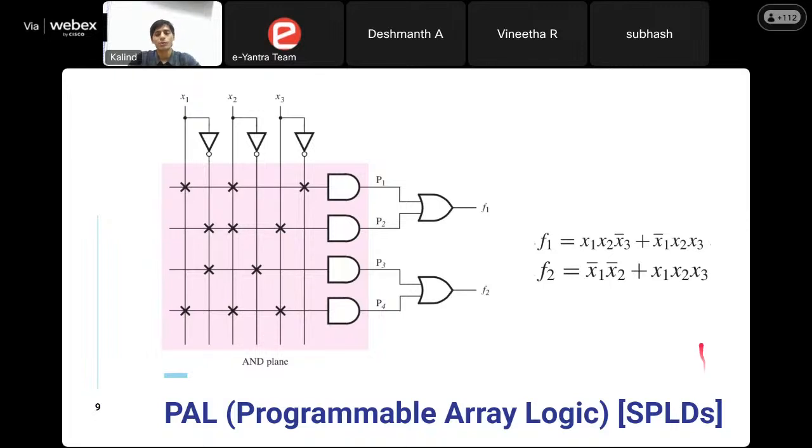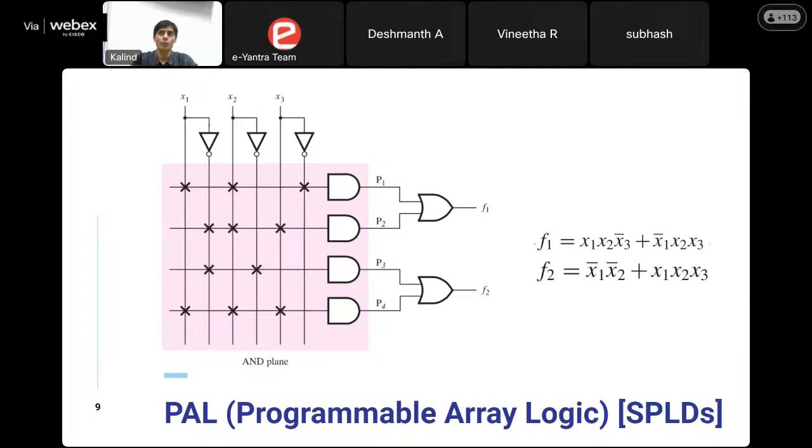Yeah, all right. So why did this PAL come into existence? As I said, it is not easy to manufacture these programmable switches. So they made the AND plane programmable, but kept the OR plane fixed. That's how this PAL came into existence.